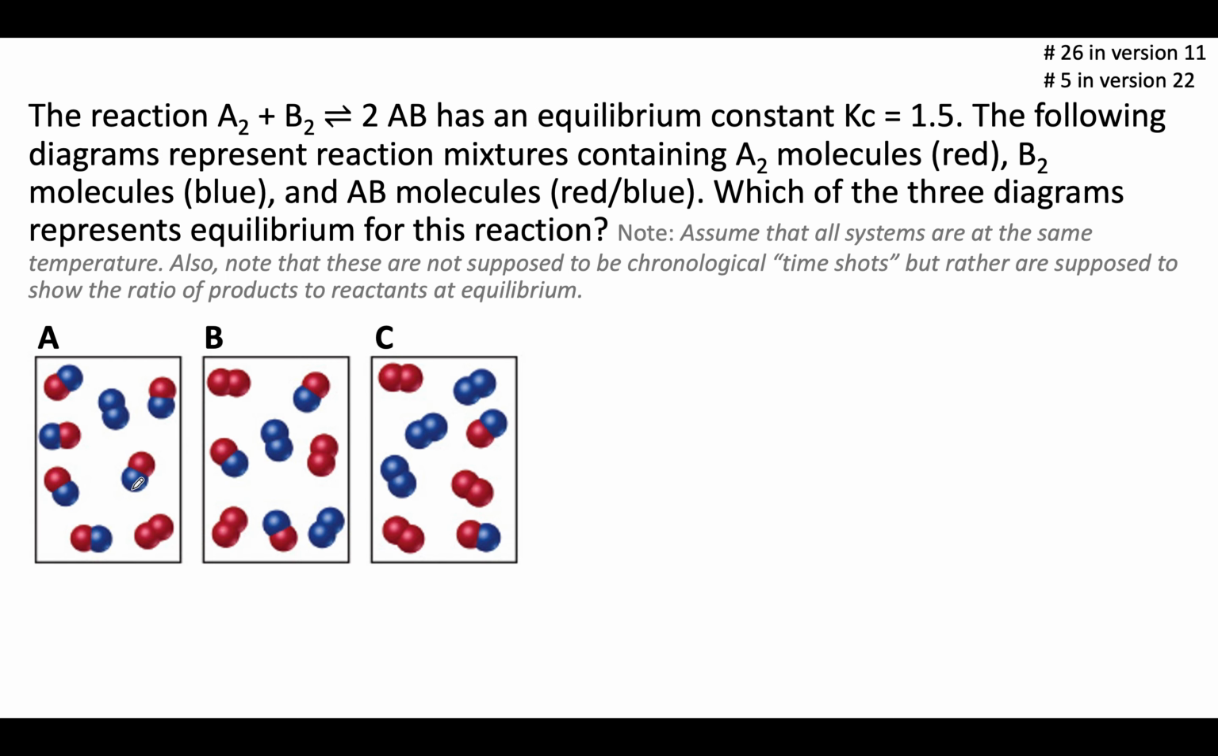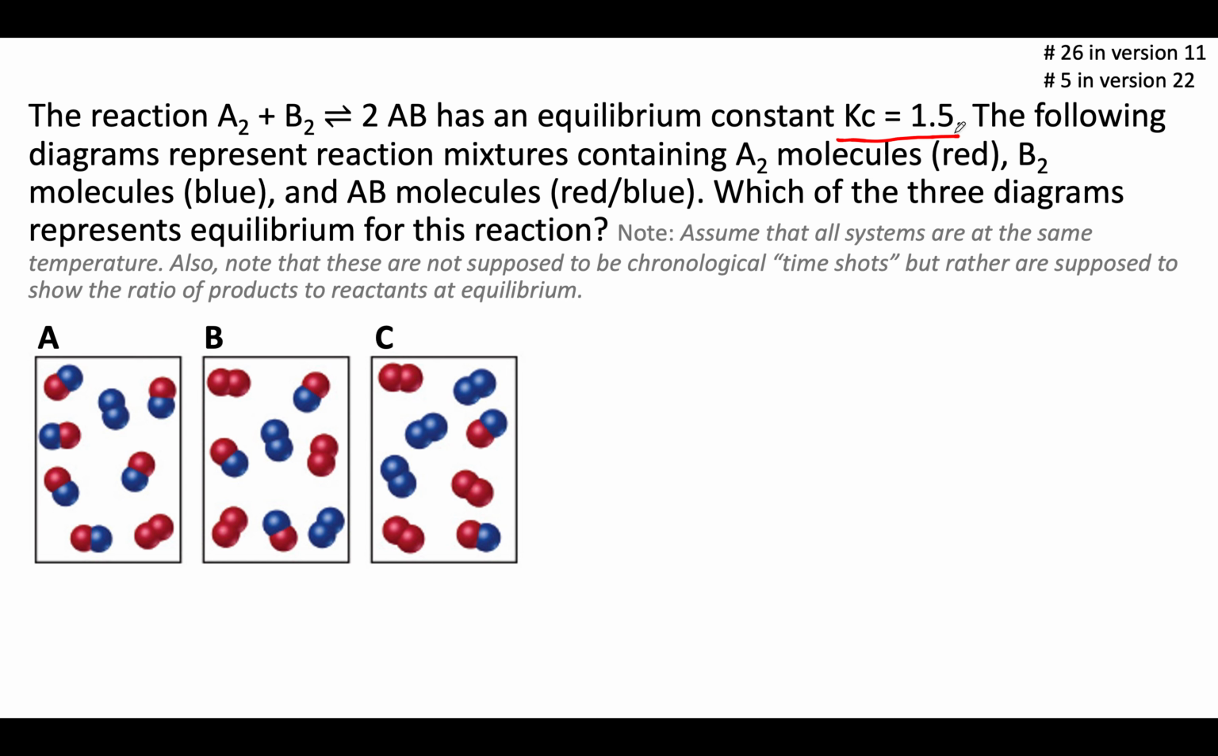The next question is, the reaction of A2 plus B2 going to 2AB has an equilibrium constant Kc of 1.5. This part is important. The following diagrams represent reaction mixtures containing A2 molecules, which are red, B2 molecules, which are blue, and AB molecules, which are red and blue. Which of the three diagrams represents the equilibrium for this reaction?